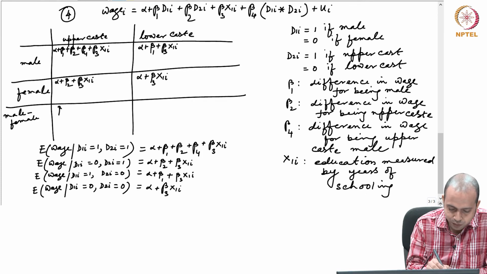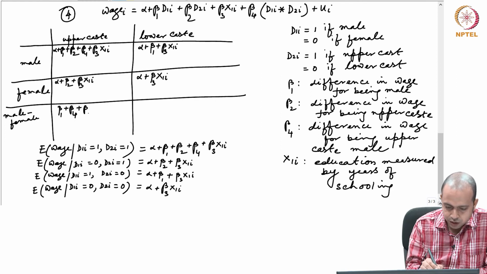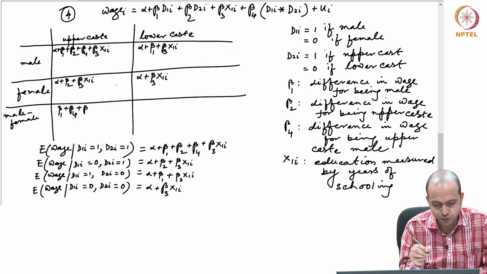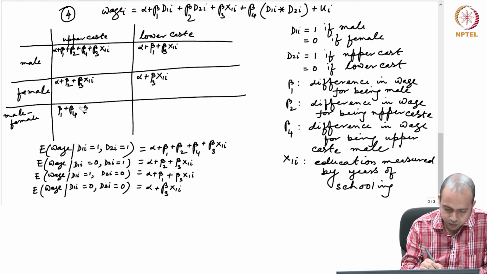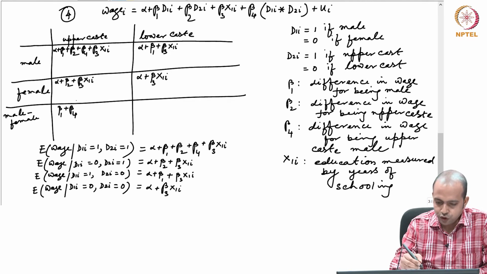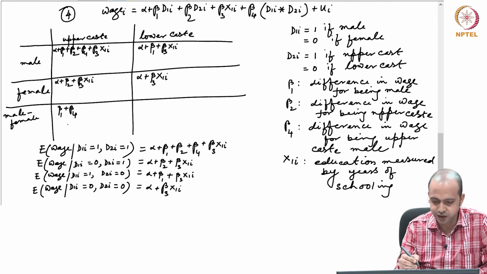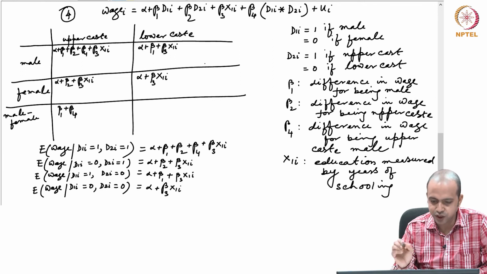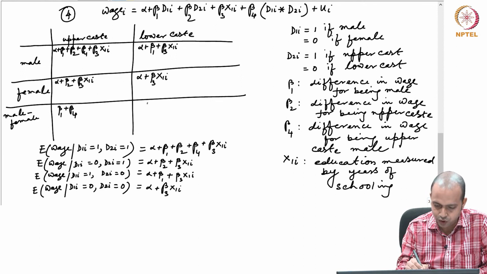So, you will have beta 1 plus beta 4, plus beta 3, sorry, beta 3 will also get cancelled out. Okay, this minus this, so I will get alpha plus beta 4. For lower caste, if I take the male female gender difference, then alpha will get cancelled and beta 3 x1i will get cancelled, I will get beta 1.